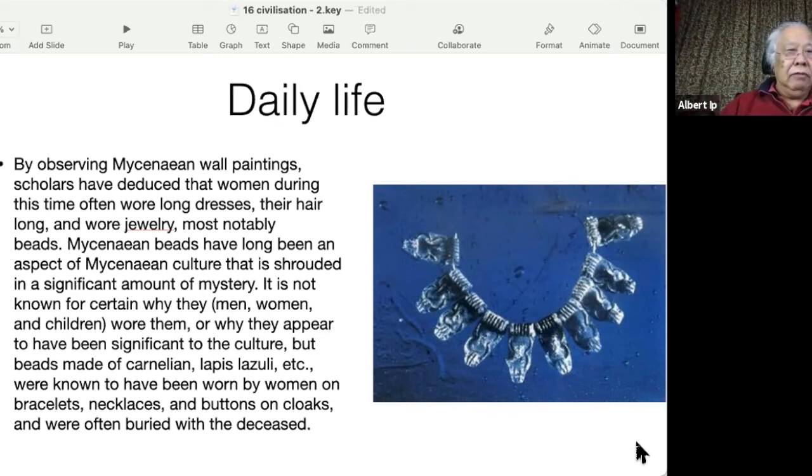Okay, the women wore long dresses and wore jewelry. We don't know why they wear them or why they appear to have significance in the culture, but beads made of something were known to have been worn by women on bracelets, necklaces, and buttons on clothes and others.